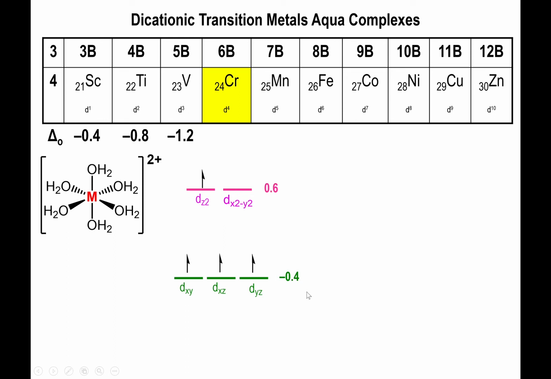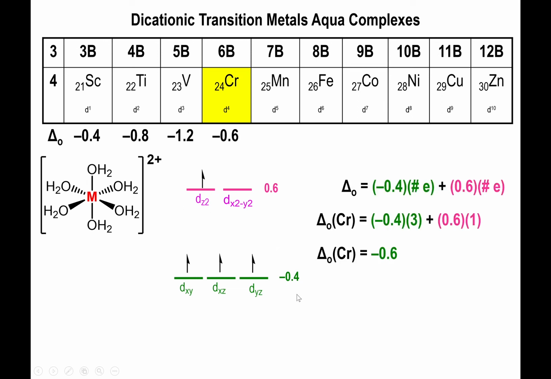But for chromium, we're going to place the 4th electron into the next empty box, which is now the dx2-y2 (the d x-squared). So here we actually have 1 electron in the 0.6 energy level. We have 3 in the negative 0.4. So if we use the same equation, multiply 3 by negative 0.4 and 1 by 0.6, we're going to end up with a stabilization of negative 0.6 for chromium. And so what you can see now is that we're beginning to get a value that was more negative, and now we're becoming a little bit more positive. So it's not as stable for chromium as it was for vanadium.